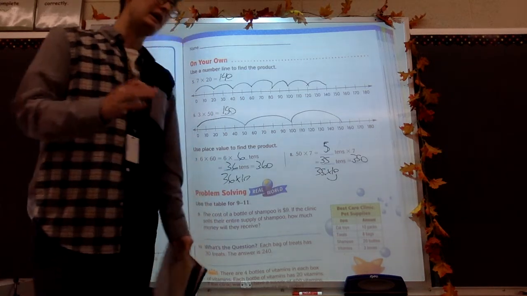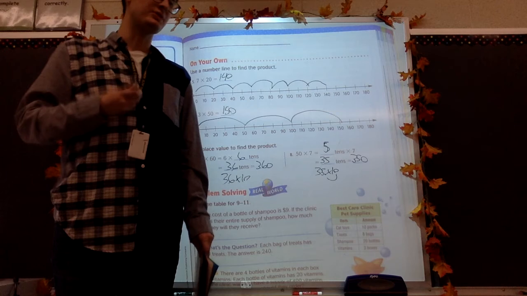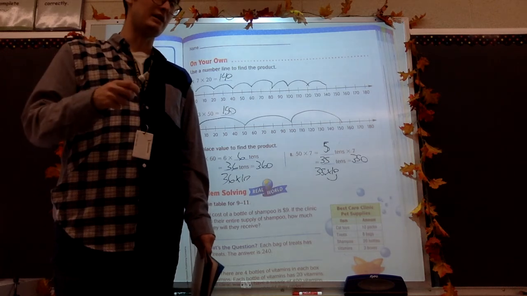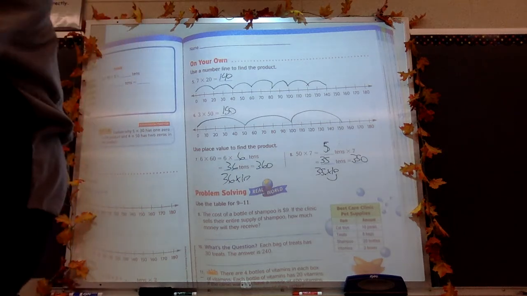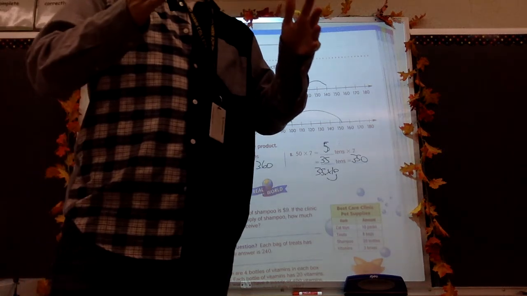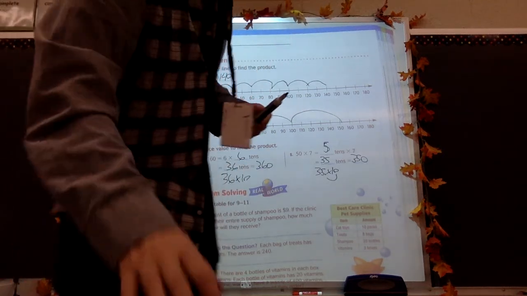I hope this helped you understand multiples of 10, also a bit better understanding of skip counting, and also to help you understand how to solve some bigger numbers, especially multiples of 10s.